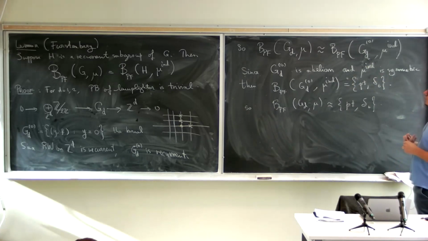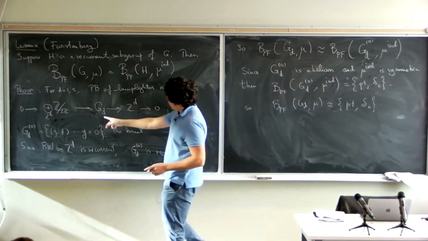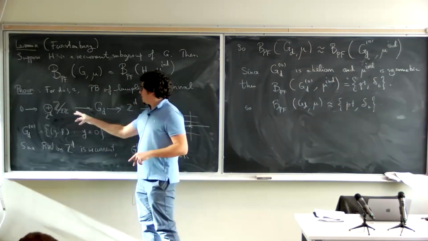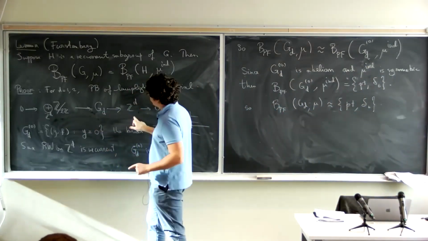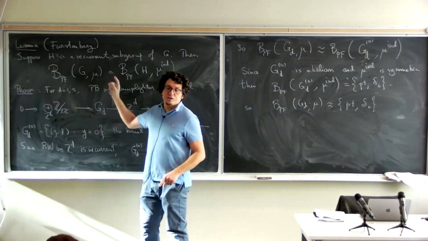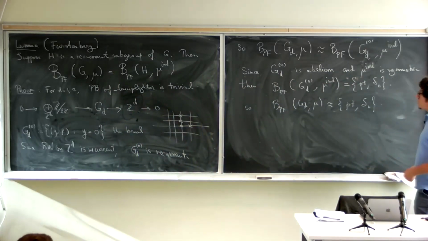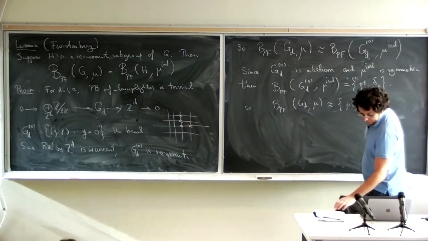Now you can see this argument adapting, because anytime you have a semi-direct product like this, and you have a projection onto a recurrent random walk, you can do this argument. Now this argument also gives you the opposite in a way, because it tells you that if the random walk is instead transient, then the Poisson boundary is non-trivial. So why is that?